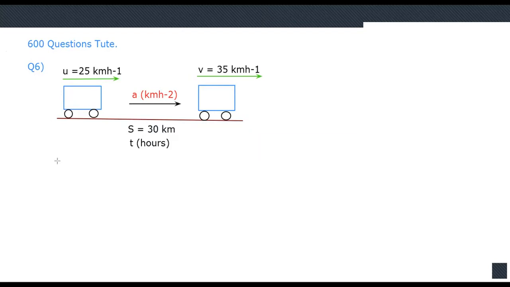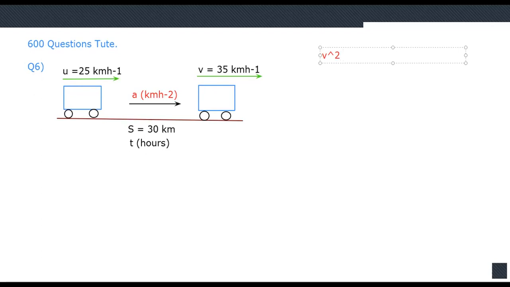Right, here they have not given us time. So as time is not given, we should not use the equations with the term simple t. So therefore the best thing is to use the equation without the term time. So that is v square.